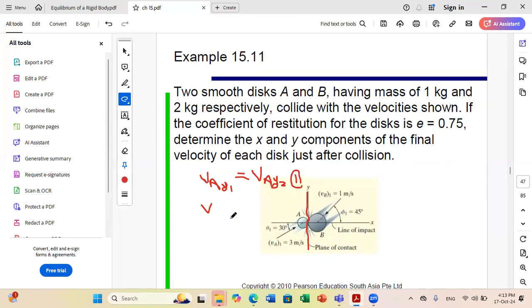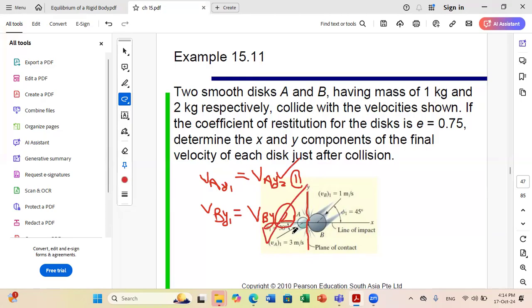Equation 2 is VBY1 equals VBY2. And now we need two additional relations. And we solved for VAY2 and VBY2, we solved for them. All we have to do is to project.